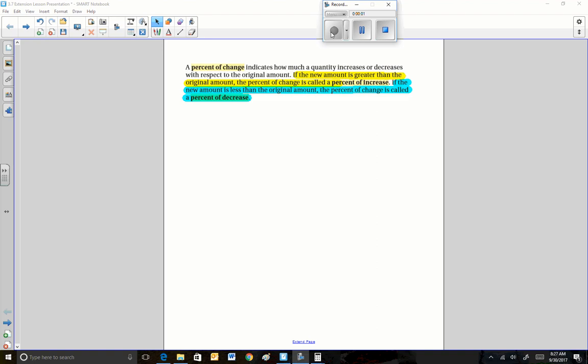Class, today we're going to extend what we learned about percent by finding out about percent of change. It's when something increases by a certain percent or decreases by a certain percent. If the new amount is greater than the original amount, then that's a percent of increase. If the new amount is less than the original amount, then obviously it's a percent of decrease. Please write down what you see highlighted here.